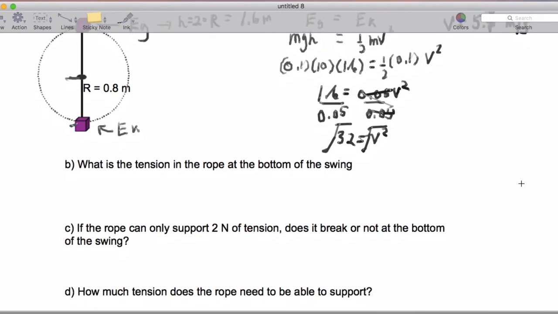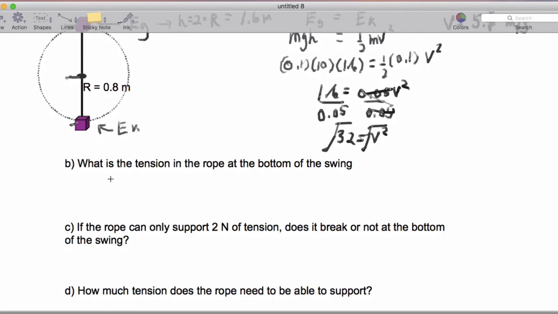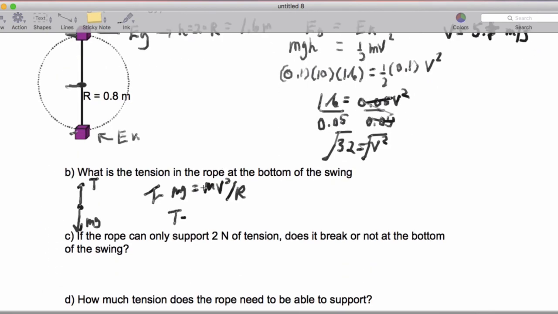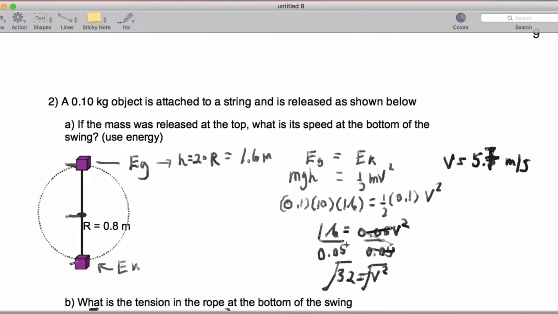All right, now we want the tension in the rope at the bottom of the swing. So at the bottom of the swing, let's draw the proper free body diagram. We have the tension going up. We have the weight pointing down. So we have T minus mg equals mv squared divided by the radius. So that's going to be T minus, let's put in our numbers, 0.1 times 10 is going to equal 0.1 times v squared, which we got as 32, divided by our radius, which is 0.8.